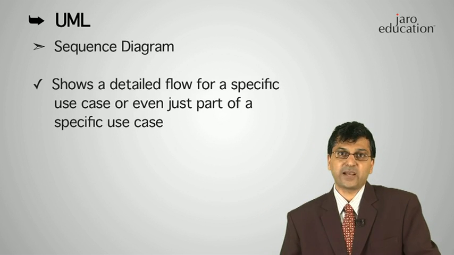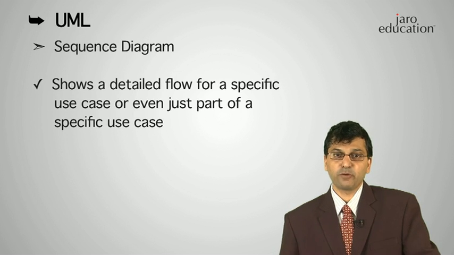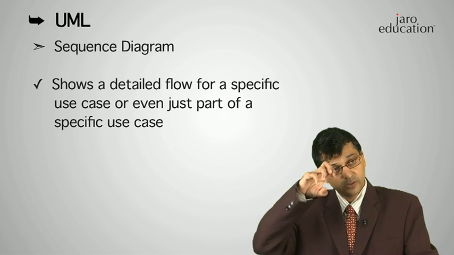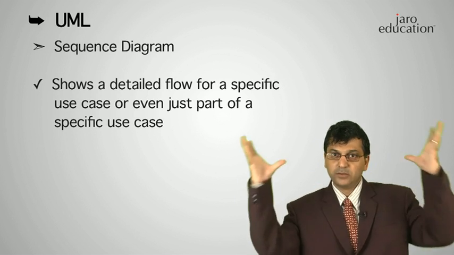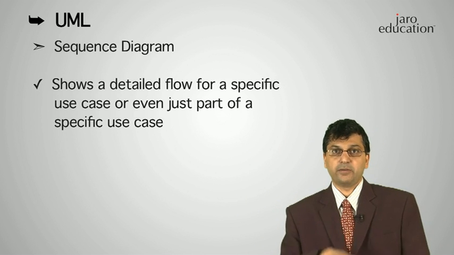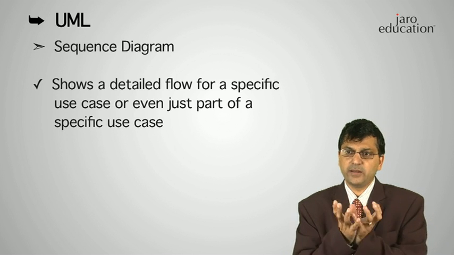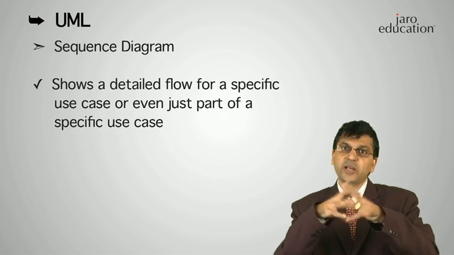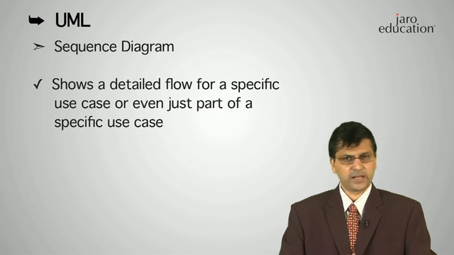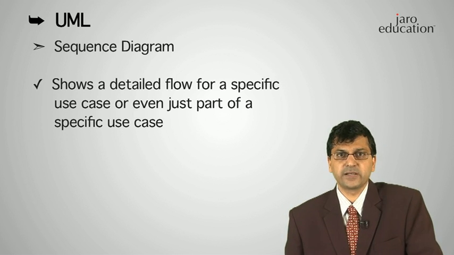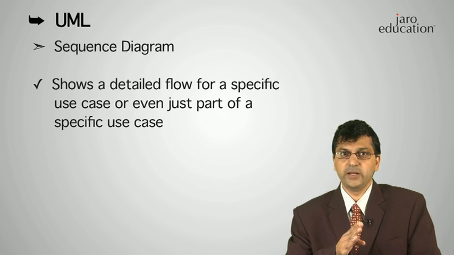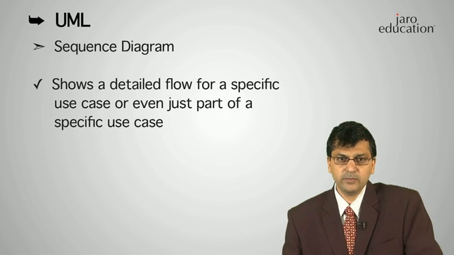Now this sequence diagram will show quite a detailed flow for a specific use case. So it takes a use case and expands it further and shows interaction between objects. It can show not just one use case. It can combine many use cases and show the interaction of all of them together in one sequence diagram. That is also possible. It's not mandatory that one sequence diagram can show only details about one use case. No, it can be more.